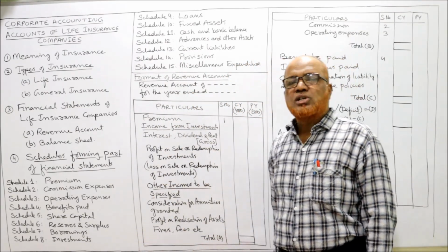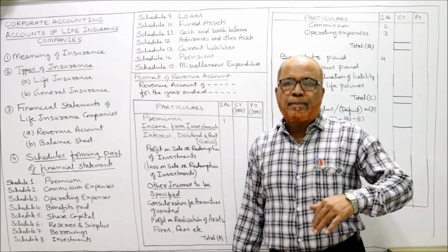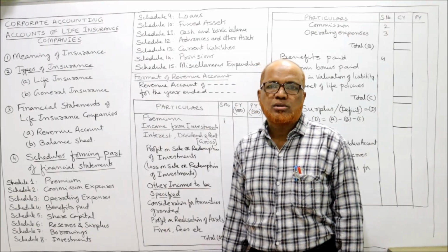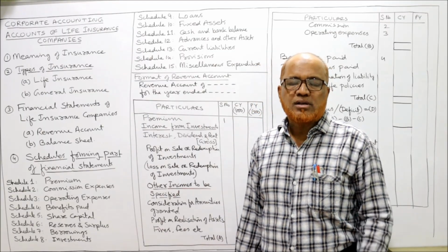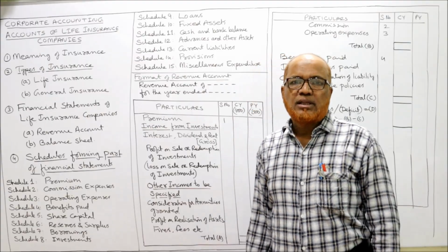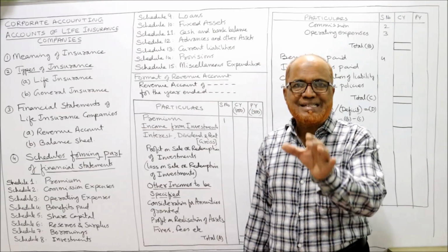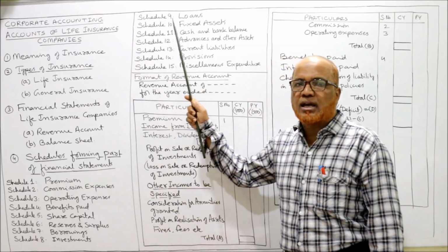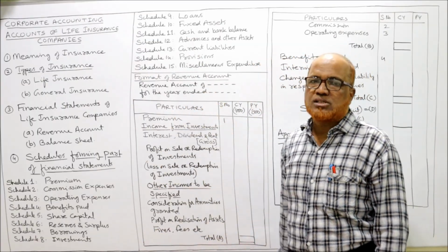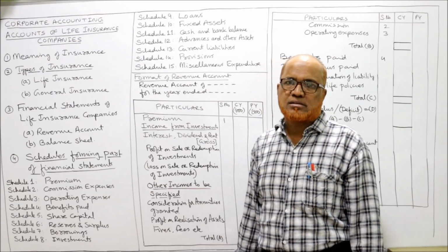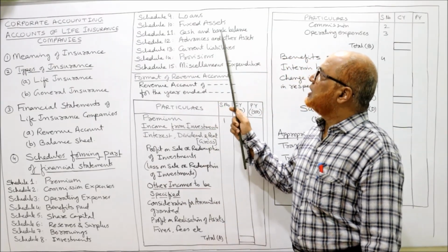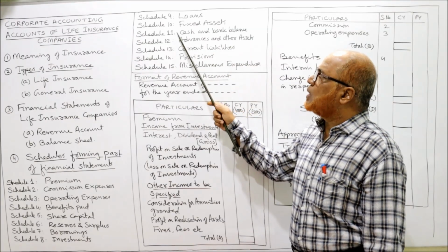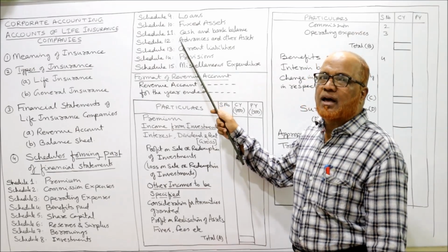9th schedule, loans. Just like banks will give the loans, the insurance company may also provide the loans to the borrowers on some conditions. They have their own procedure, policies regarding the loans given. So they can make the investment and also they can give the loans. Then fixed assets. Insurance company may have the fixed assets. Then 11th, cash and bank balances. These are current assets. Then advances and other assets. These two are current assets. 11th and 12th are current assets.